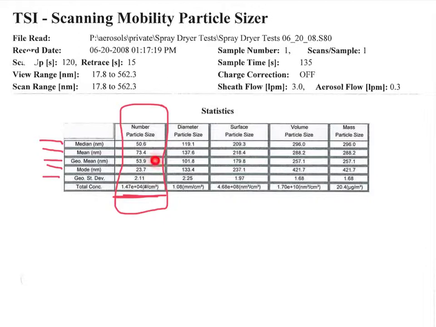The geometric mean and the median in this case are similar, whereas the actual mean and the mode are significantly different. This distribution was not symmetric, and so we'd expect to see differences. You can then see the statistics as well for the diameter, the surface, the volume, and the mass distributions, including calculations done of the totals in terms of concentration of diameters, surface area, volume, and mass.